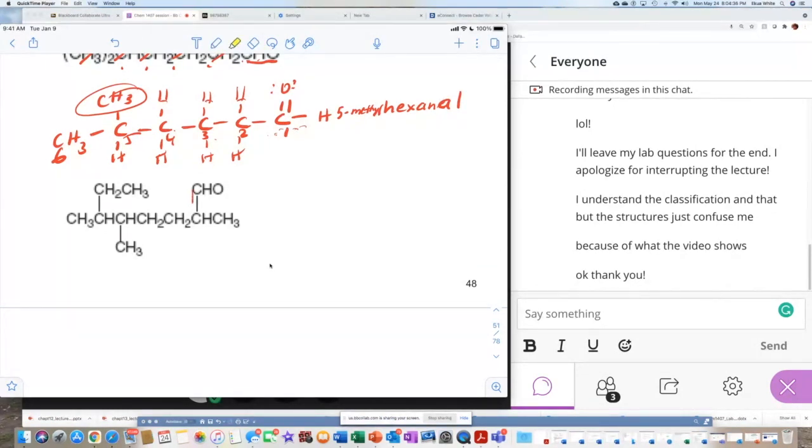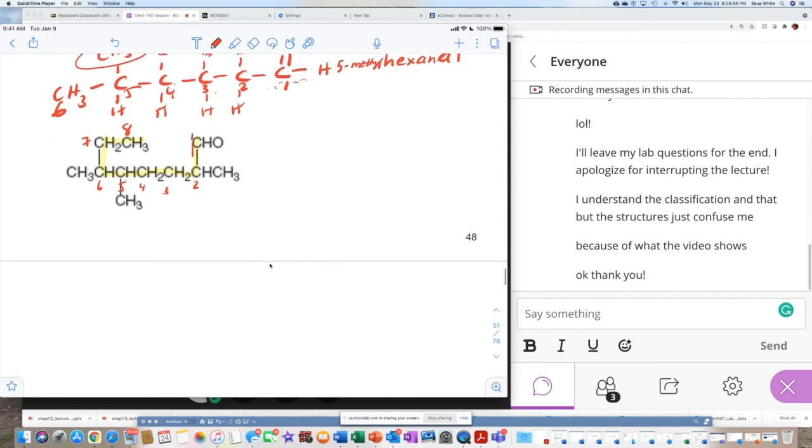So I'm going to try to highlight my path. 1, 2, 3, 4, 5, 6, 7, 8. Wow. You see that? That's my longest chain. I think it's the longest chain. So I'm not going to leave this complicated, I mean, I guess I could if I wanted to. 1, 2, 3, 4, 5, 6, 7, 8.